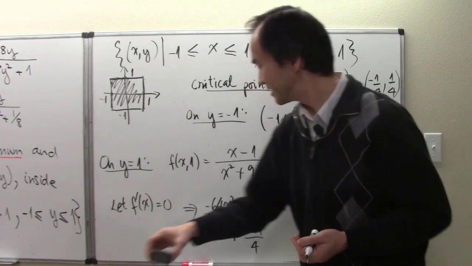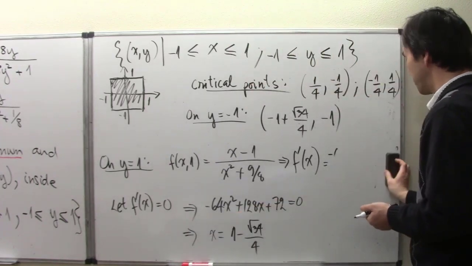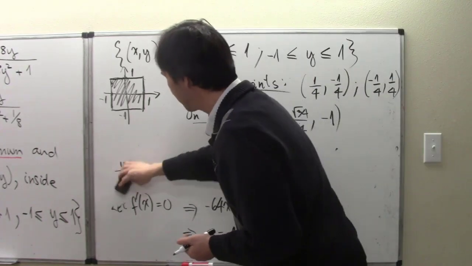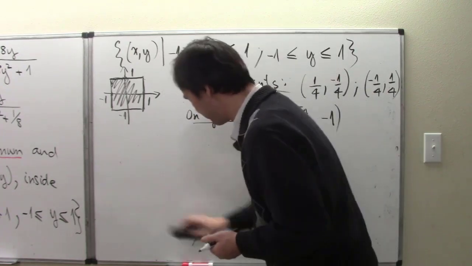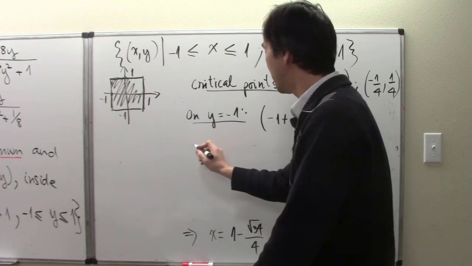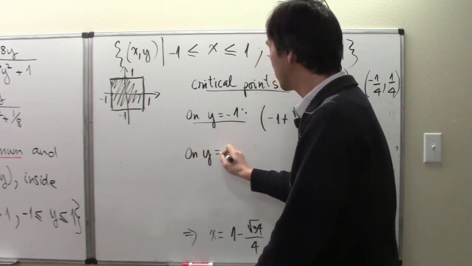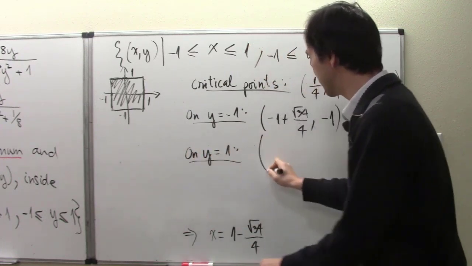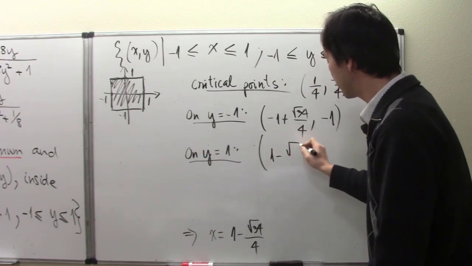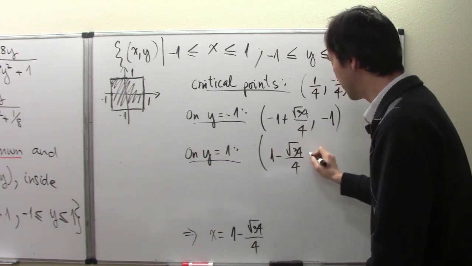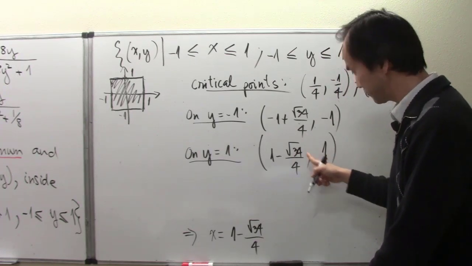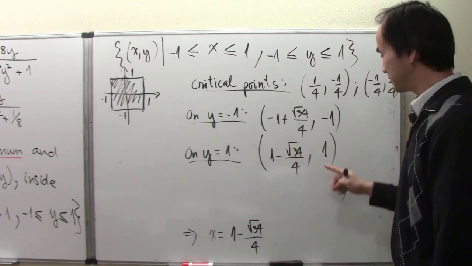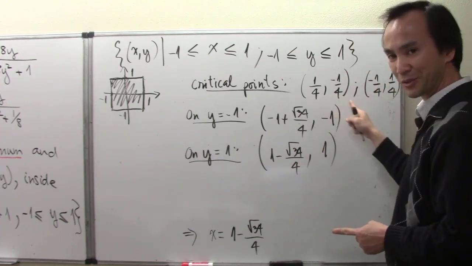That means now I have another point to put in. So I have just now taken care of another trace right here. On this edge, y equals 1, I found 1 minus square root 34 over 4, comma 1 for y. Okay, so I found another value right here. So 2 more values aside from the 2 critical points.